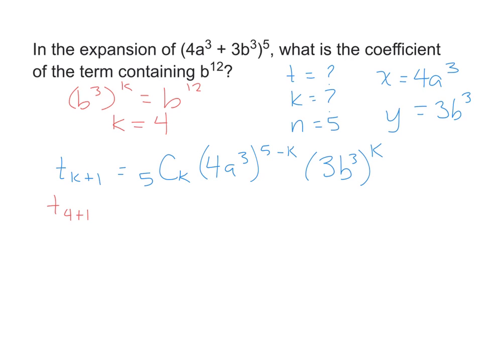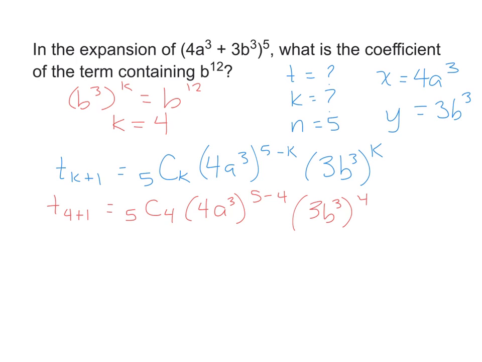t4 plus 1 equals 5 choose 4, 4a cubed to the power of 5 minus 4, and 3b cubed to the power of 4. Now it's just a matter of simplifying it. The tricky part is sometimes figuring out what k is. But I find once I fill all that in and look at where the b is, what I have, then usually finding k isn't that bad once you have it all filled in. So now I'll just simplify some of this.